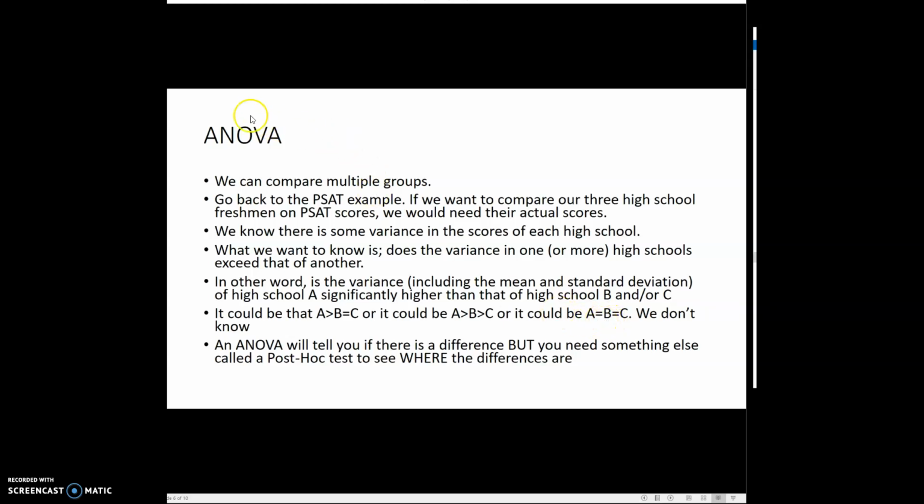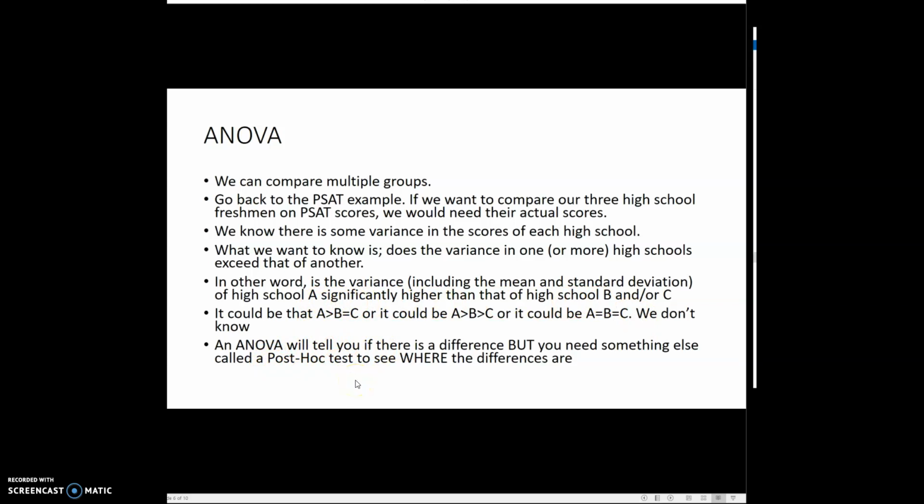We don't know, and we can't know until we run an ANOVA. And here's the thing: we don't really know with just an ANOVA. An ANOVA will tell you if there is a difference, but you need something else called a post hoc test to tell where the differences are. So in essence, ANOVA will say, yes, there is a significant difference in high school A, B, and C. But to be able to know where takes something called a post hoc test.